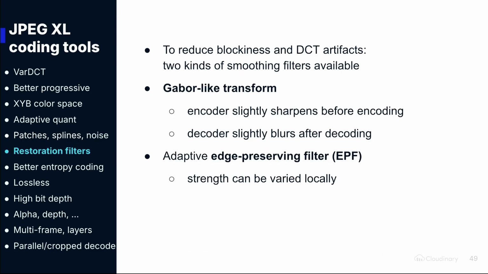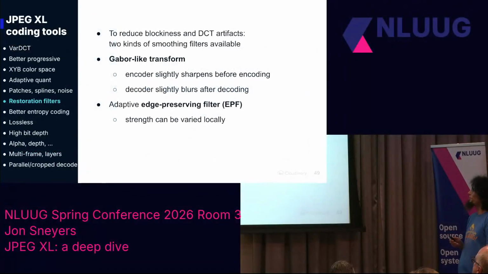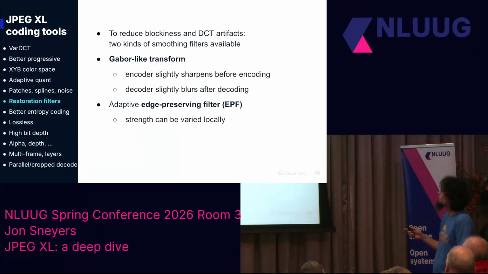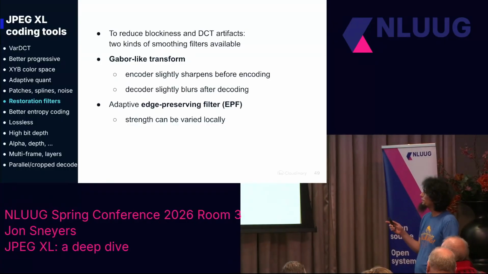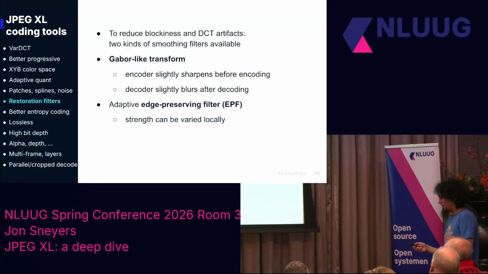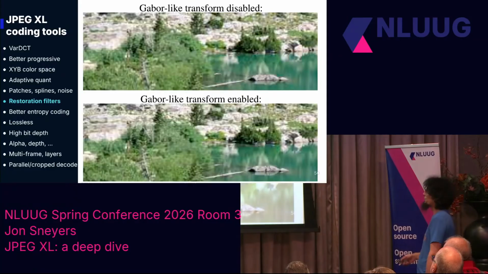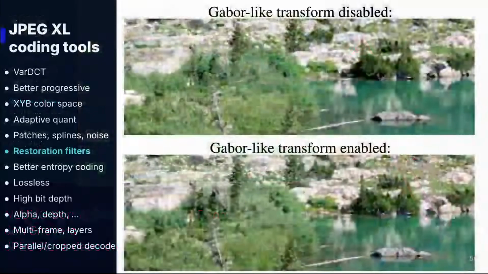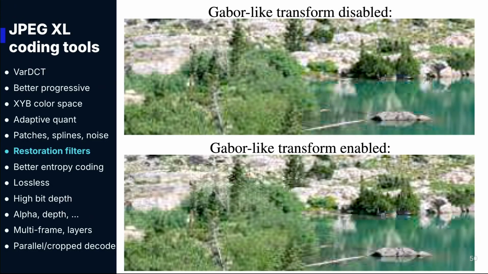All right. Then we have two so-called restoration filters. It's basically smoothing to hide artifacts. The first one is what we call the Gabor-like transform. The second is an edge-preserving filter. I'll just show you, and I hope you can see this on the projector, what it looks like if you disable or enable this.